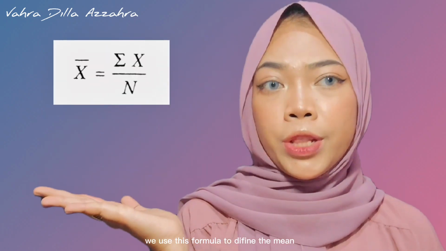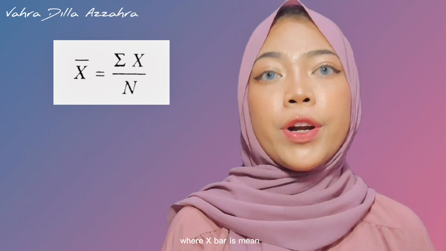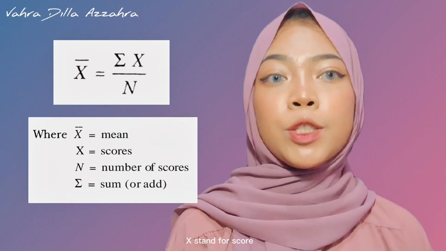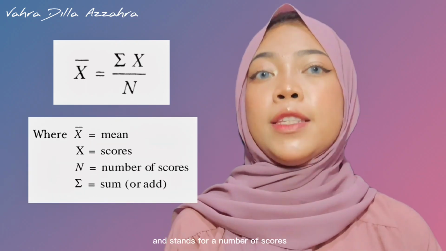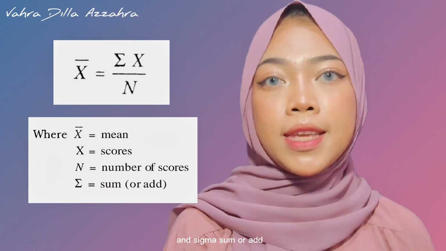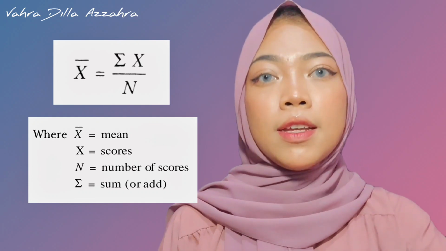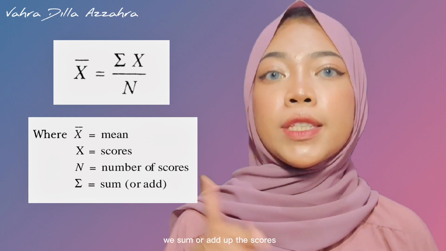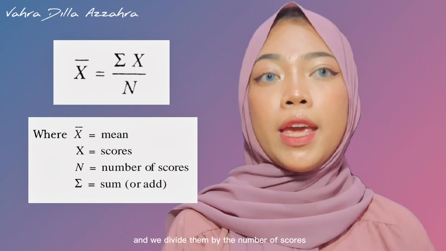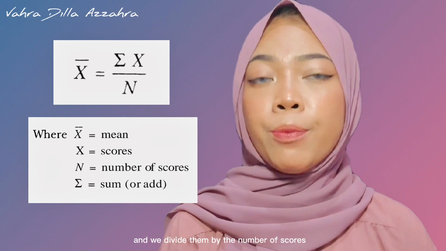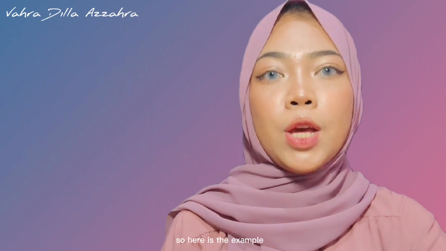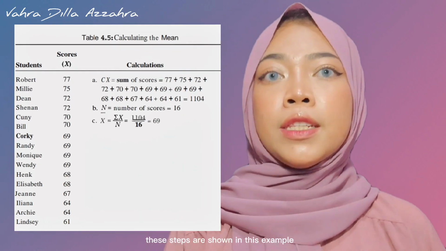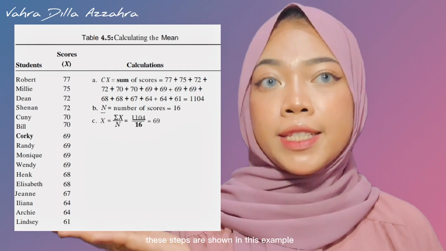We use this formula to define the mean, where x bar is the mean, x stands for score, n stands for number of scores, and Σ means sum or add. The formula simply says that to get the mean, we sum or add up the scores and divide by the number of scores. These steps are shown in this example.